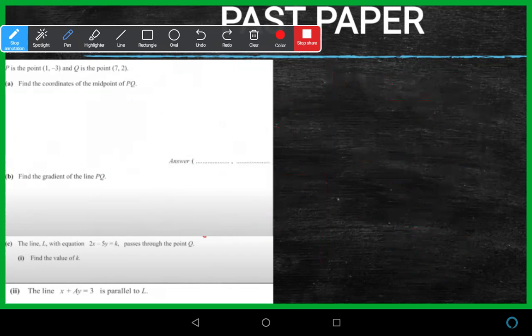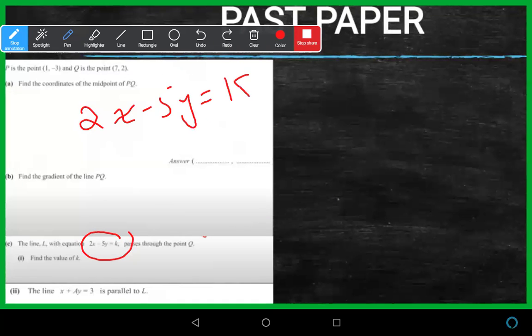Now, it's very simple. First, the equation 2x minus 5y is equal to K. A very simple way to find the value of K is to just put in the value of a point, because both points are lying on the straight line: P is 1 comma -3 and Q is 7 comma 2. The line L with the equation 2x minus 5y passes through Q, so we just need to put in the point Q, not P, because this line passes through the point Q.